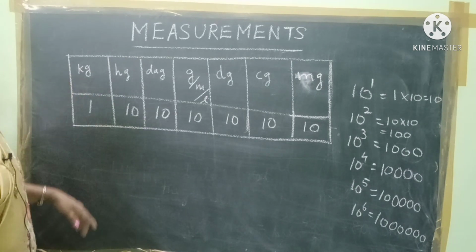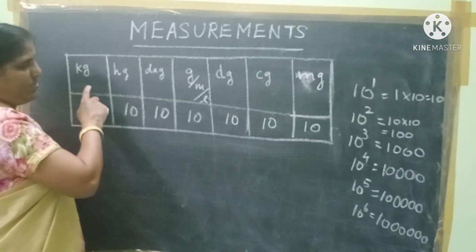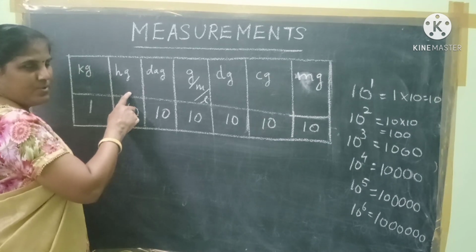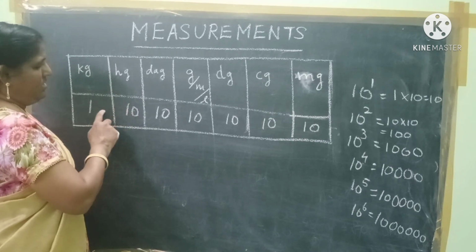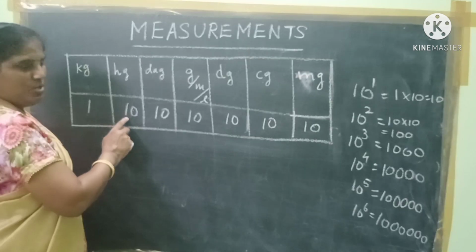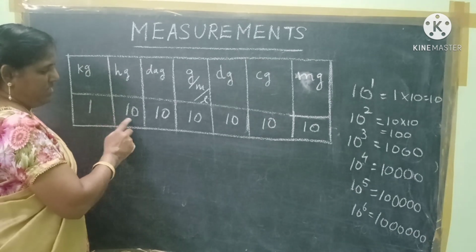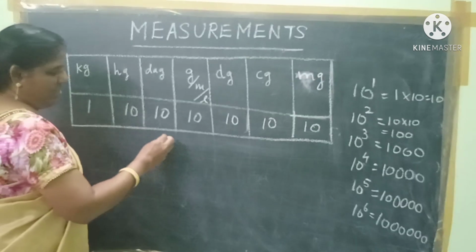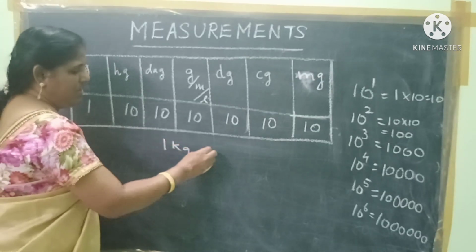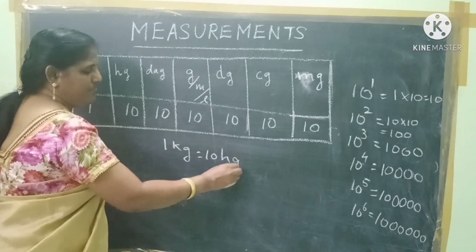1 kilogram equal to how many hectogram? Okay, so 1 kilogram, next is hectogram. So how many tens are here? Kilo to hecto, how many tens are there? 1 ten. So 1 kilogram equal to 10 hectogram.